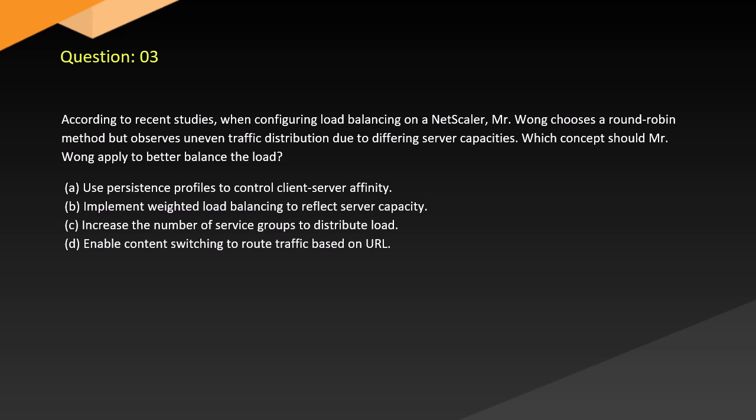A. Use persistence profiles to control client-server affinity. B. Implement weighted load balancing to reflect server capacity. C. Increase the number of service groups to distribute load. D. Enable content switching to route traffic based on URL.